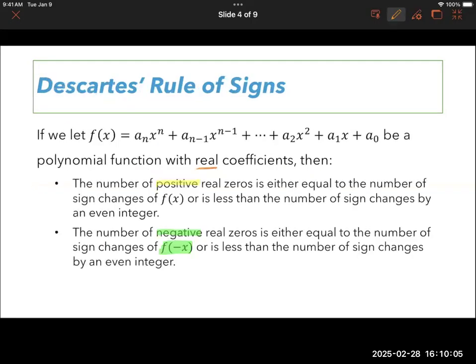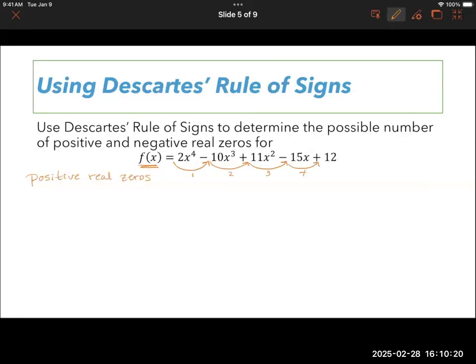So what this means then, if we're looking at positive real zeros, we are either equal to that number of sign changes or less than that number by an even integer. So that means I either have 4 real zeros, I could have 2 real zeros, or I might not have any real zeros. Each of those is a possibility for this function. Now we'll explain why in just a second, but that's what the rule says.